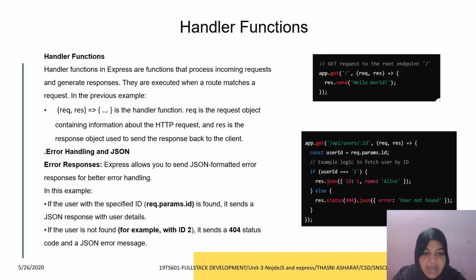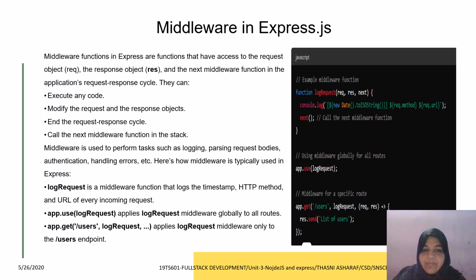Next one is error handling with JSON. Express allows you to send JSON formatted error responses for better error handling. So if the user with the specified ID, req.params.id, is found, it sends a JSON response with the user details. If the user is not found, for example with ID 2, it sends a 404 status code and a JSON error message, which is user not found.